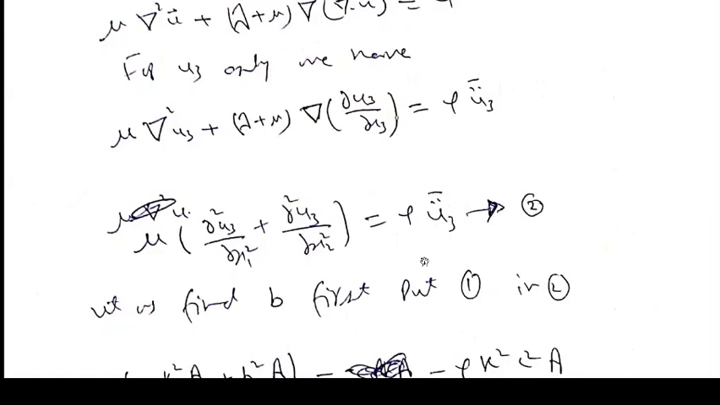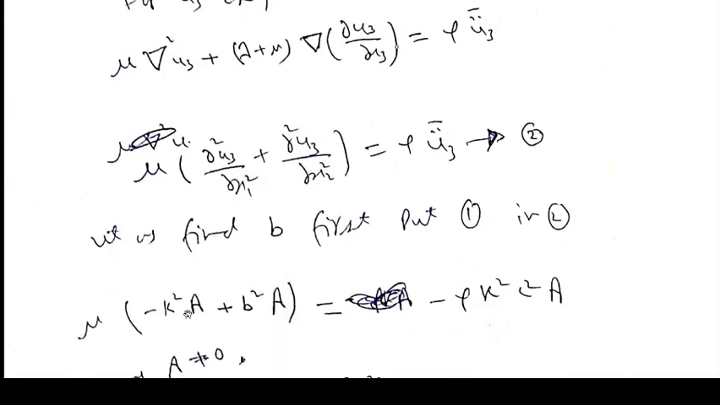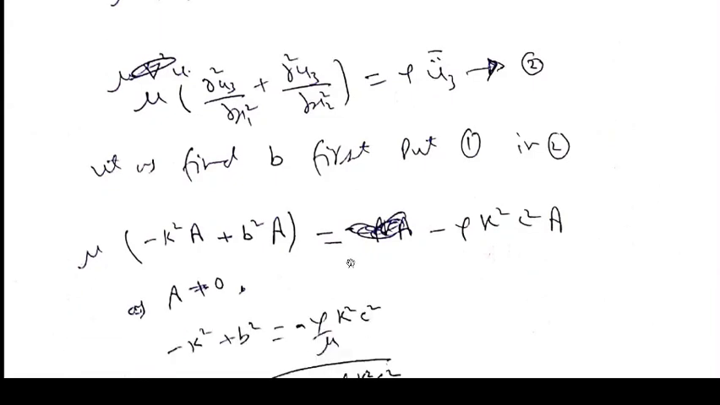As we have done earlier, first we will find small b, then we will go to the boundary conditions. Let's see how we can find this small b. We know that u3 is given by equation 1, so use that u3 in equation number 2. We have mu times (minus k square A plus b square A), and on the right hand side minus rho k square c square A.